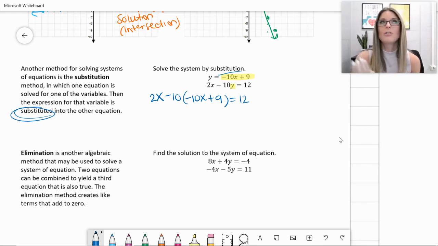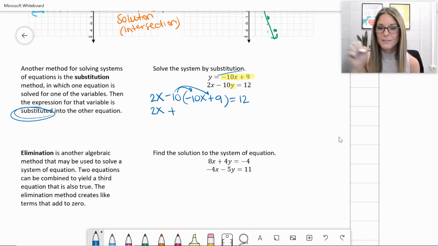It's just like if I had told you in the top equation y equals 3, and then plug it into that second equation. You would just plug in 3. But instead, it's not just 3, it's negative 10x plus 9. So from here, notice our equation now just has x's. So I can do distributive property and combine like terms and solve for x and get halfway to our ordered pair answer. So I'm going to do that distributive property across those parentheses.